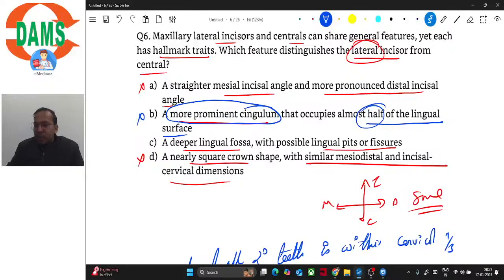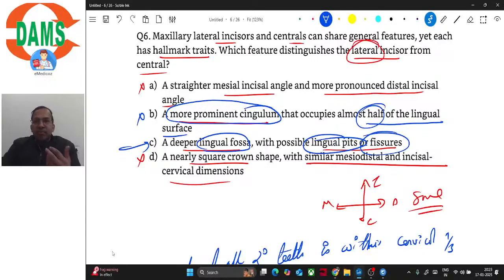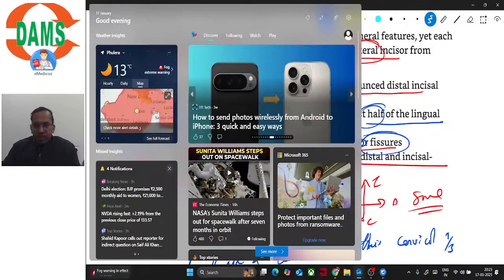A deeper lingual fossa with possible lingual pits or fissure. So yes, it does have a developmental groove. That groove may be deep and represent a fissure, so that is quite a possibility, isn't it? The palatogingival groove or the palatoradicular groove has that. That groove ends on the cingulum in a pit, right? So yes, there is a lingual pit and a fissure. The lingual fossa is already there. The lingual fossa and the other lingual features, be it marginal ridges or the incisal ridges, are more prominent in the lateral incisor as compared to the central incisor, isn't it?